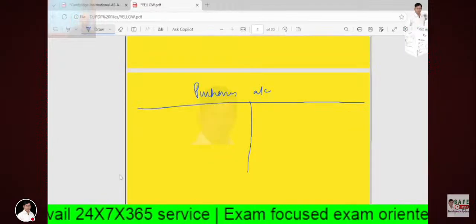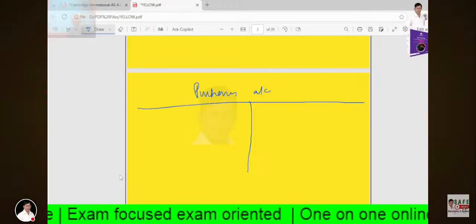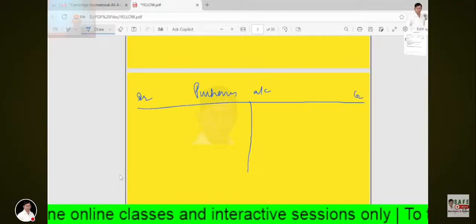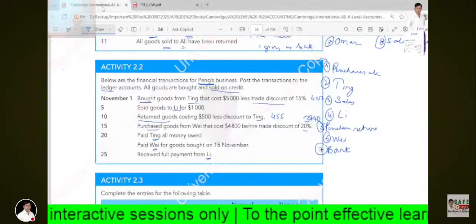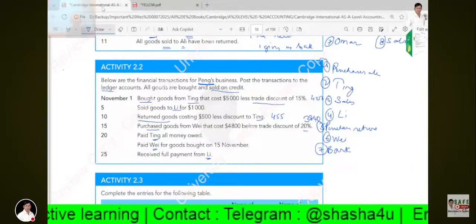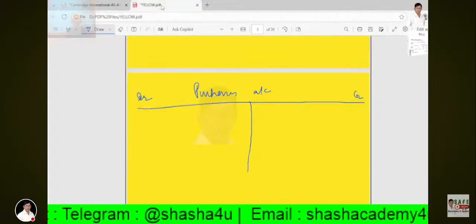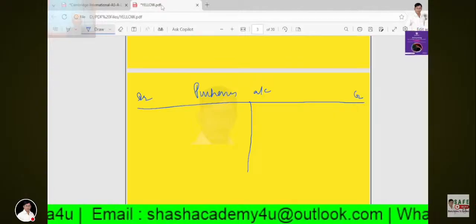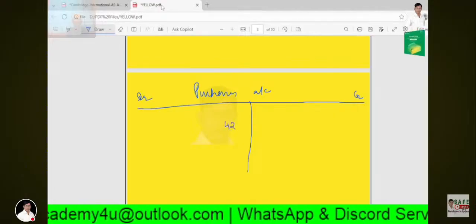So purchases account. This side is always debit. This side is always credit. So purchases account will be debited with 4,250, because purchases is an expense. So an expense account is always debited 4,250.